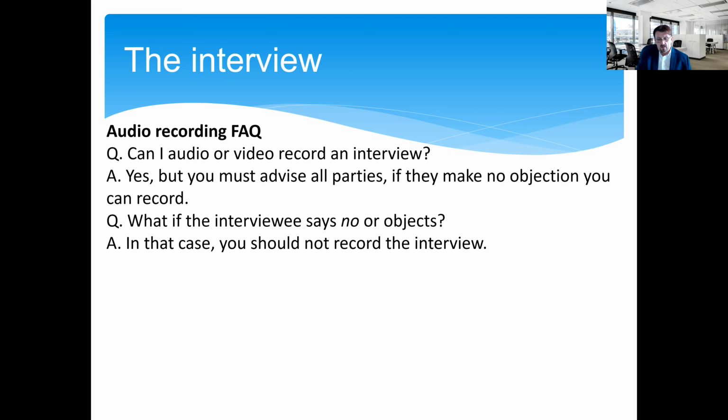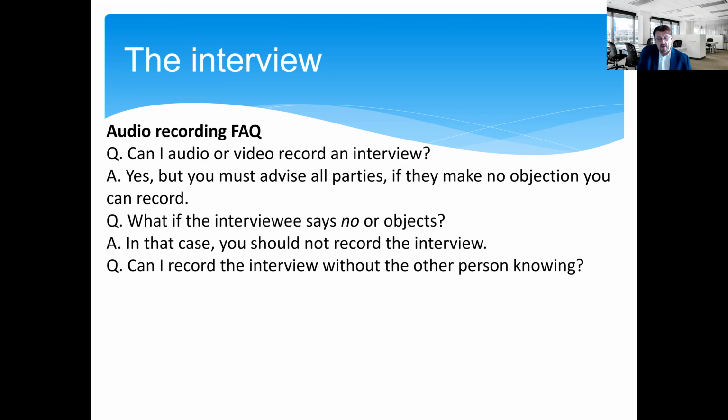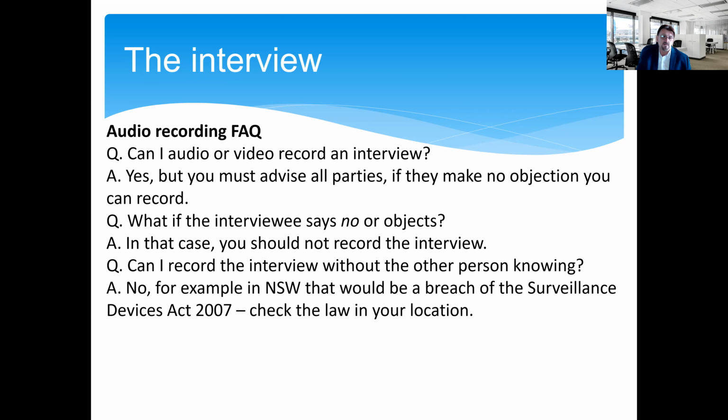Can I record the interview without the other person knowing? In New South Wales, absolutely not. You'd be in breach of the Surveillance Devices Act. And I recommend you check the law in your jurisdiction. There are exemptions to that. One of them is to protect your rights or to protect yourself, but I don't think a workplace investigation falls under that.